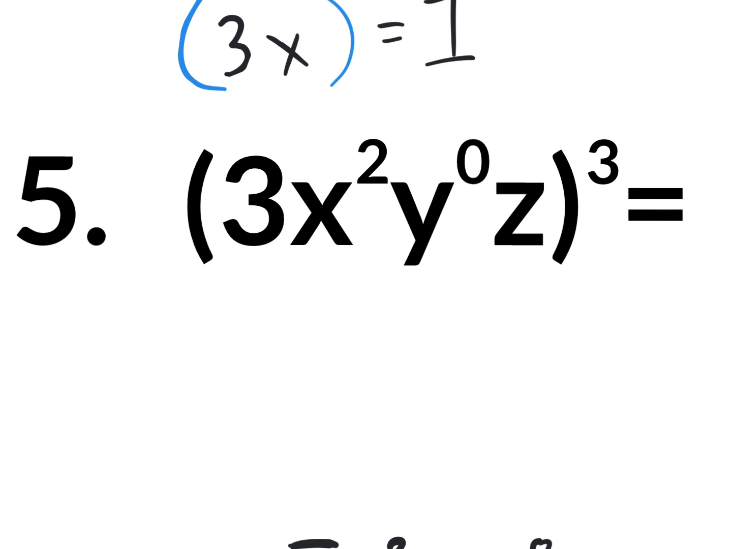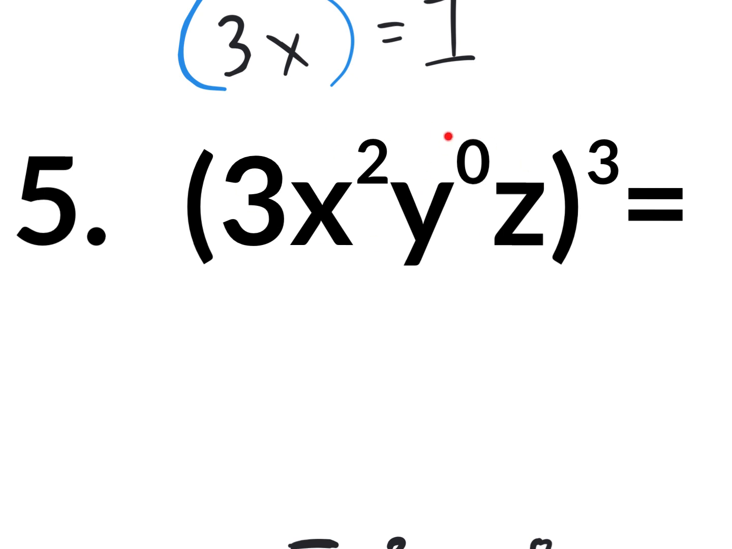That is the correct answer, 27x to the 6th, z to the 3rd power. Once again, whenever you have parentheses with the exponent on the outside, you distribute, and you could do that first. However, most of the time in mathematics, whenever you have parentheses, it's a good idea to zoom in and try to do any math on the inside.